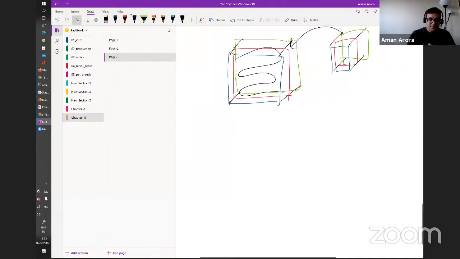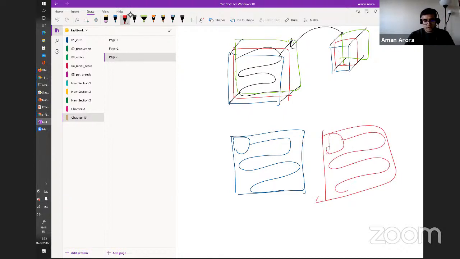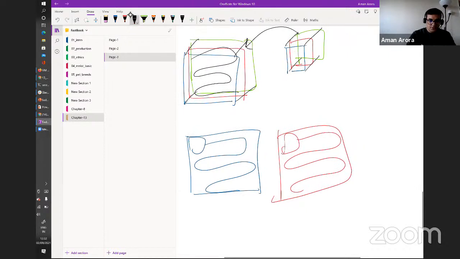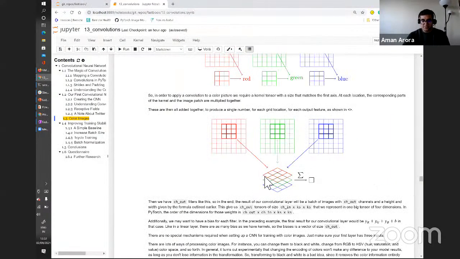So what that means is that you have your blue channel, you have your blue kernel, and it's going to go all the way around. You have your red channel, then the red kernel is going to go all the way around. You have your green channel, and the same thing for the green kernel, okay? And then, as you can see here, you get the outputs and you just add them up. So this is how you do convolution with color images.